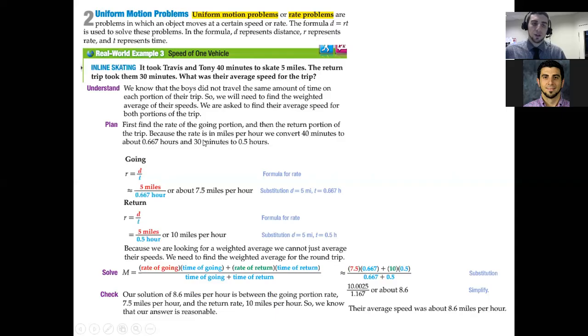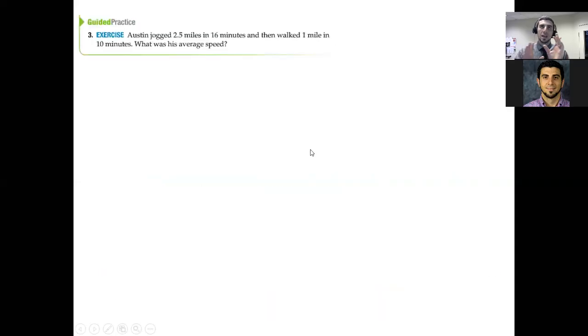All right, so our solution of 8.6 miles per hour is between the going portion rate of 7.5 miles per hour and the return rate of 10 miles per hour, so we know that our answer is reasonable because it's going to be a weighted average of the two. But again, you can't just add the 7.5 and 10 and divide by 2 because they didn't take the same amount of time each. Okay, here's one for you to try.